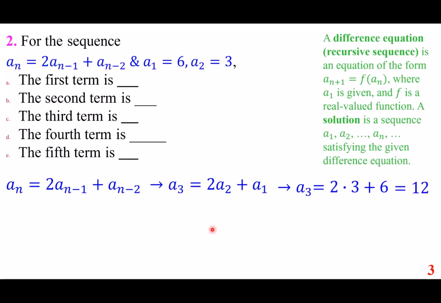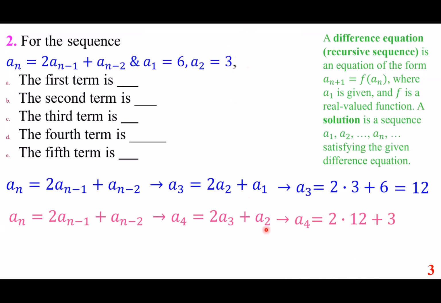So using the same format, we want to go with a sub 4. A sub 4 becomes 2a sub 3 plus a sub 2 using the same format. Look at this format. It's important to understand any term is 2 times the term before that and the term even prior to that. So a sub 4 is 2a sub 3. So 2 times 12 plus a sub 2, which we know it to be 3. 2 times 12 is 24 and 3 is 27.